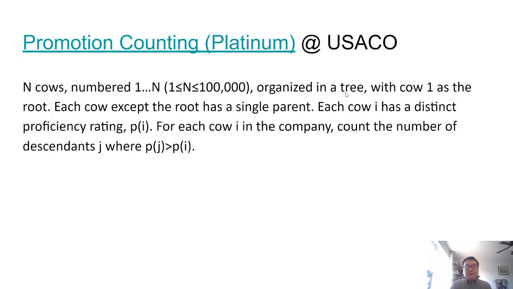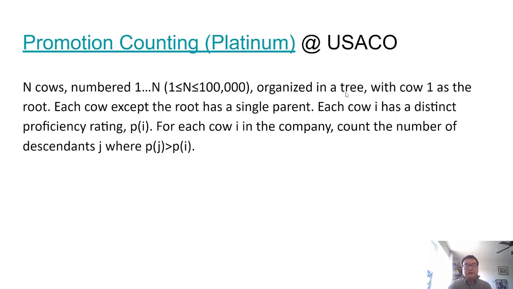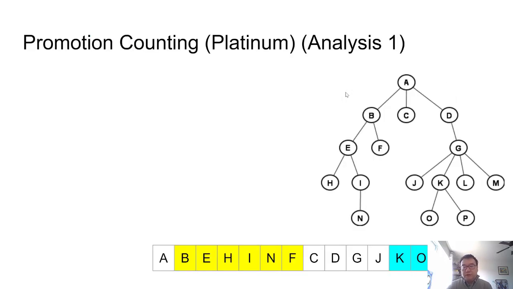As you can see, we are counting things in two dimensions. One dimension is in the tree: it has to be below me, so it has to be in the subtree. The other is that the proficiency rating has to be higher. So we need something like n log n or n log squared n, which should be fine. But I think this can be solved in n log n.